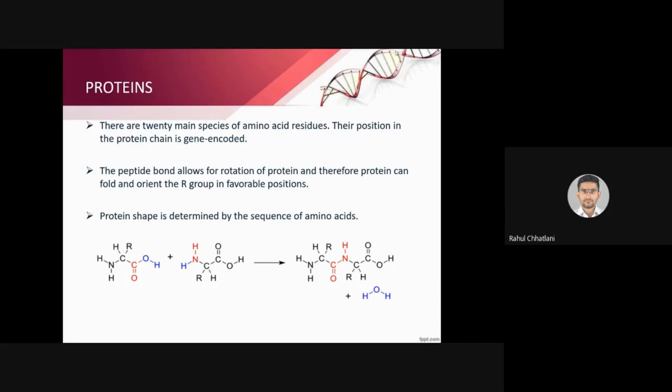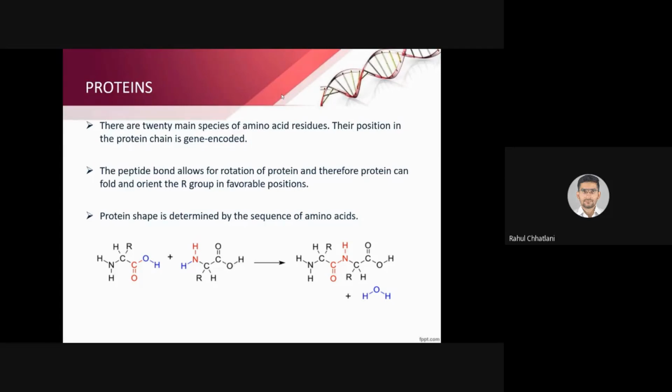So it is written: their position in the protein chain is gene encoded. So a specific portion is responsible for a specific gene, and accordingly new proteins will be formed from them. There are 20 main types or species of amino acids in living human beings.